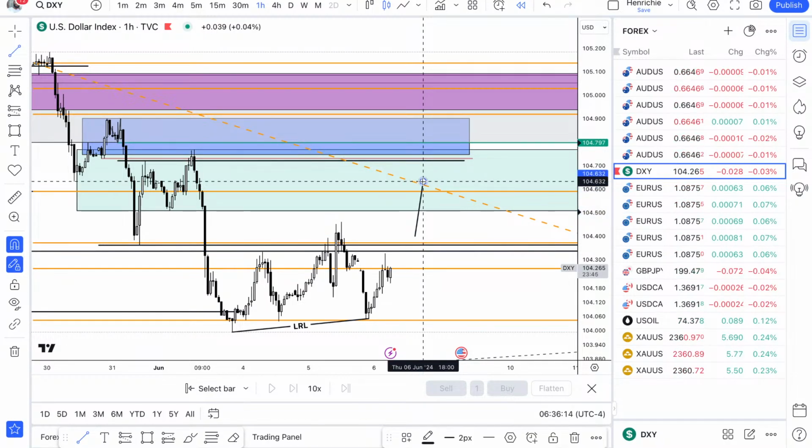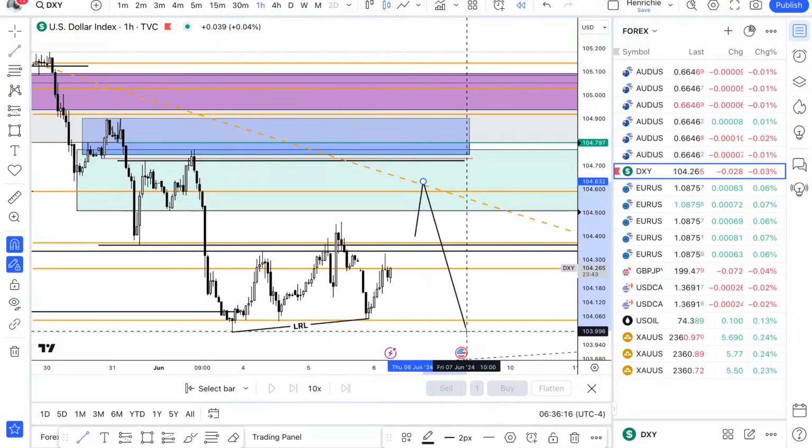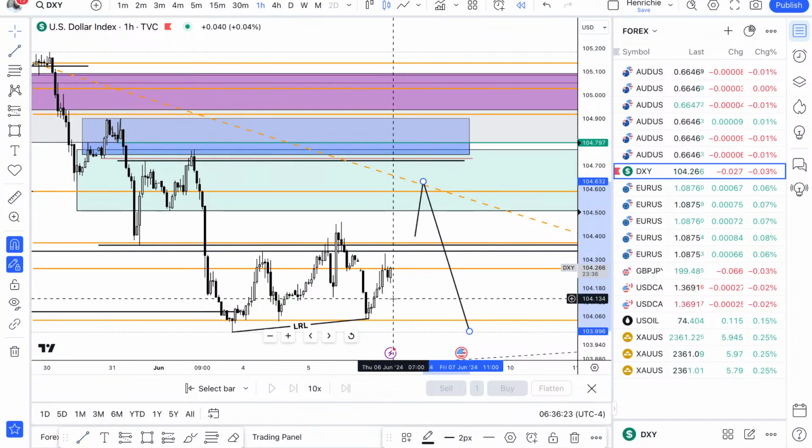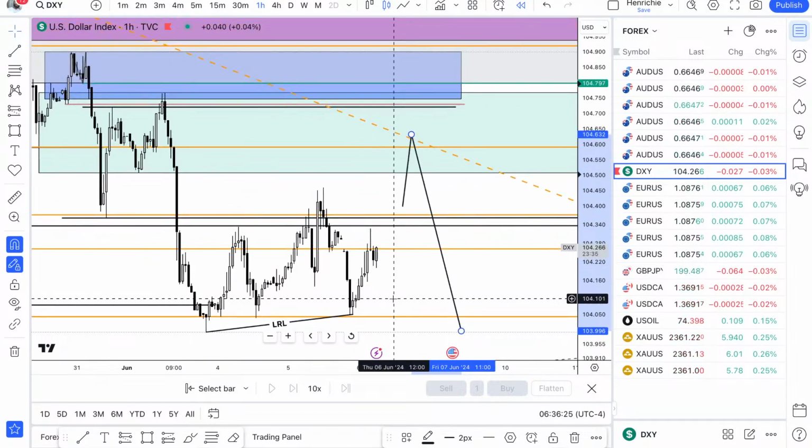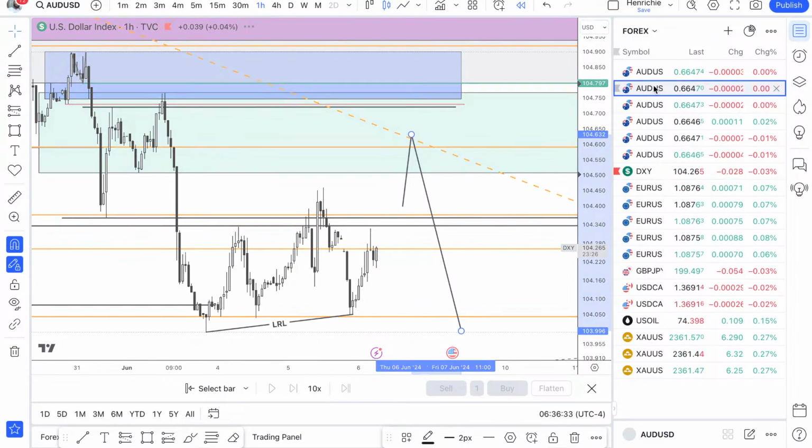The moment price achieves that, I would expect to see a heavy displacement to the downside, potentially to run out this low resistance liquidity. So you can see how low resistance liquidity plays a huge part in trading, both in NASDAQ and on the dollar analysis, and also on Aussie as well.